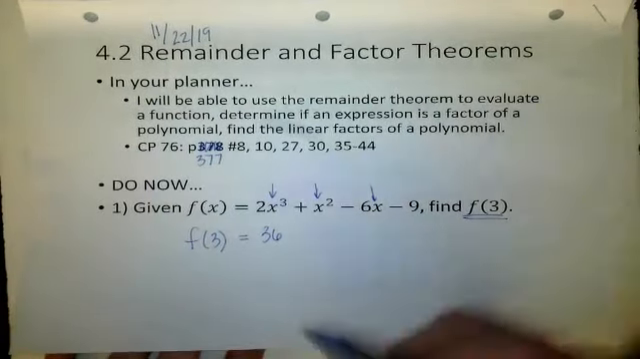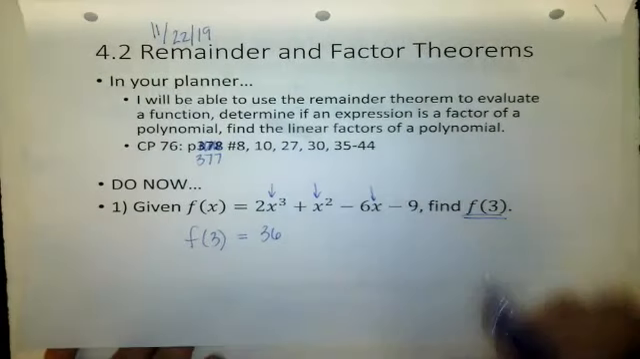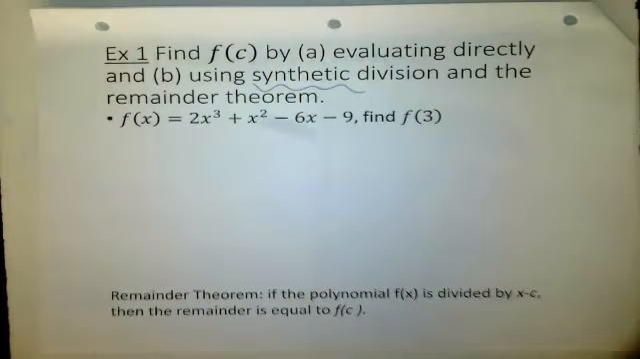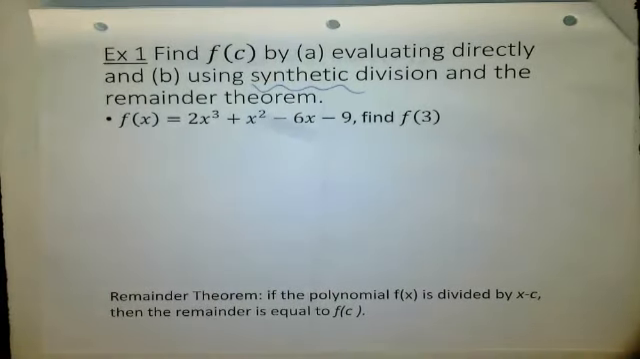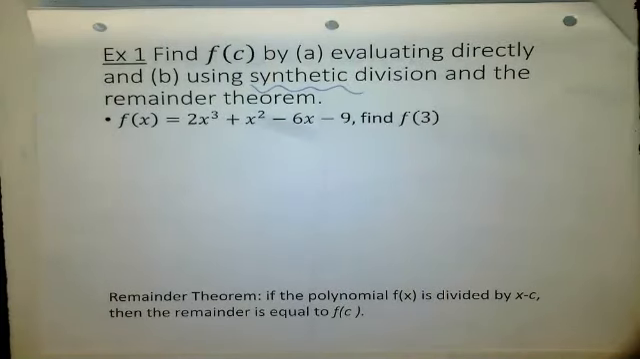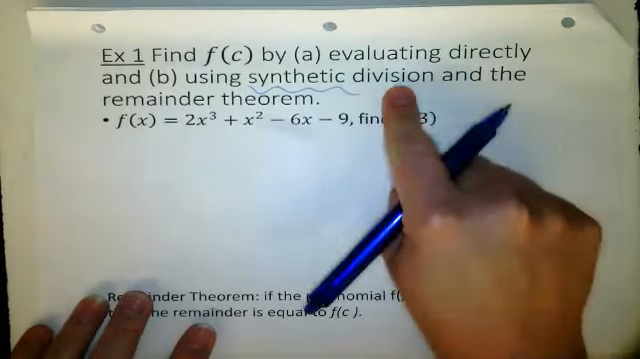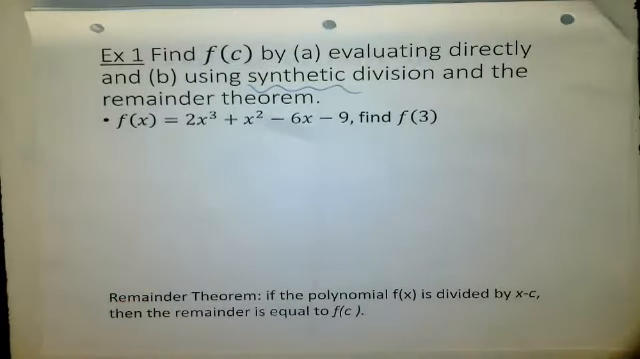All right. This is called direct substitution, plugging in directly and evaluating. But I'm going to show you another way, which is using synthetic. It's called synthetic division, but it goes both ways. It's another way to substitute in a value. You'll notice this is the same polynomial. And the directions say find f of c by evaluating directly, which is what you just did. So we already did part A. And then using synthetic division. So I'm going to show you this synthetic division thing.